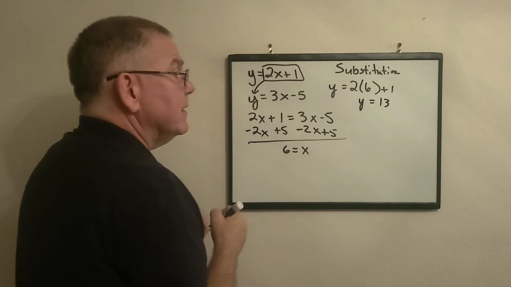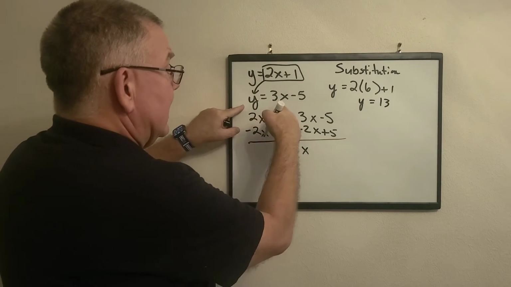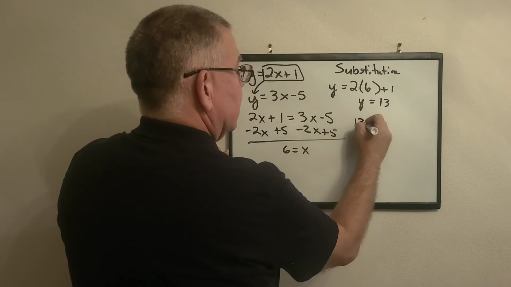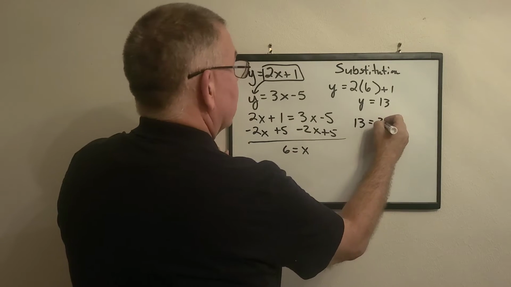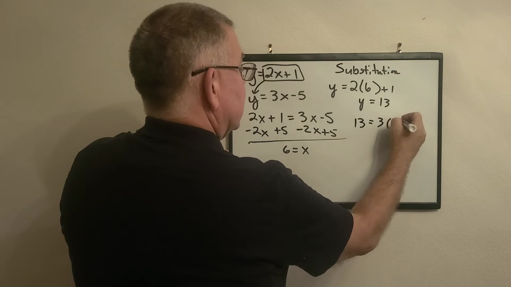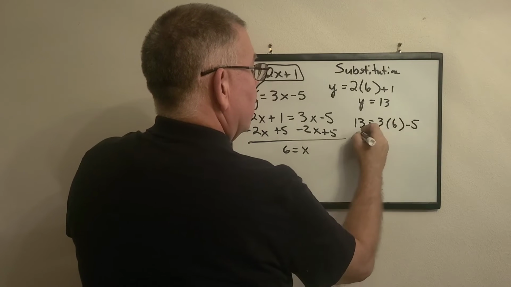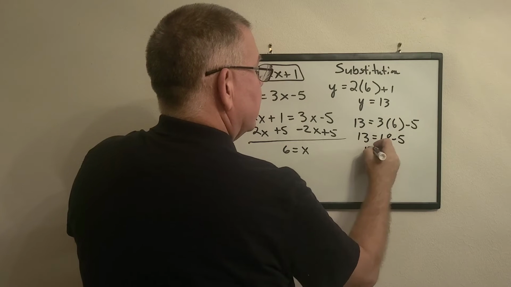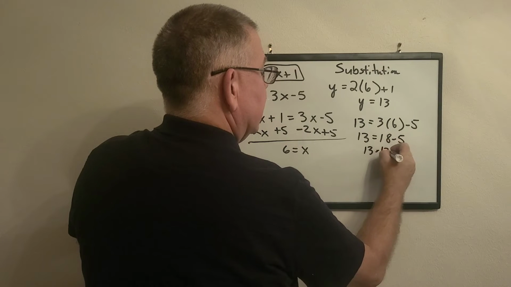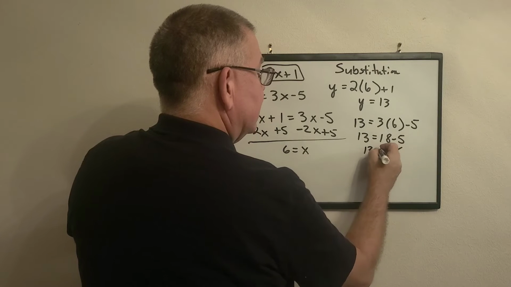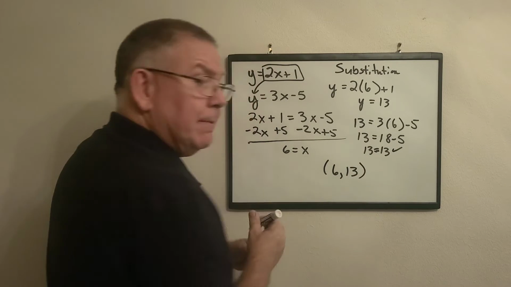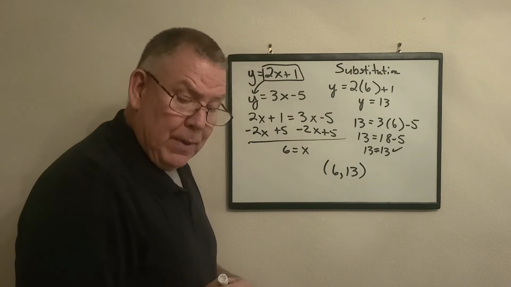Now to check it, I'm going to plug it in here. So I'm going to say y is 13. Does that equal 3 times 6 minus 5? Well, 13, does that equal 18 minus 5? 13 equals 13. You checked it, and you can say the answer is 6 and 13. Now again, it's an ordered pair.